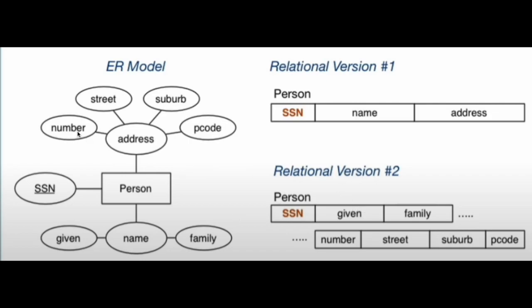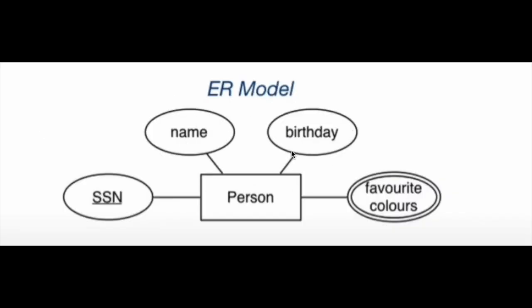Another way would be to just ignore this one and just consider all of these attributes instead. So you have the given name, the family name, but we've ignored the name attribute. Similarly, we've got the number, the street number, the suburb, the postal code, and we've ignored the address attribute. So those are the two different ways. And so here's another diagram.